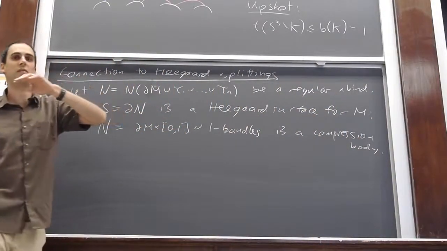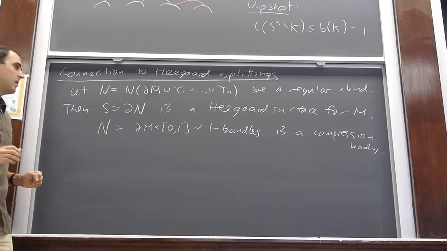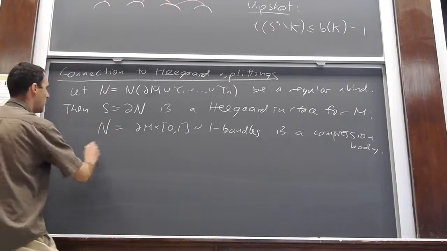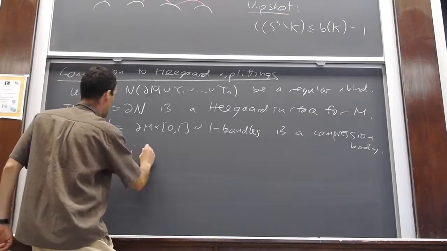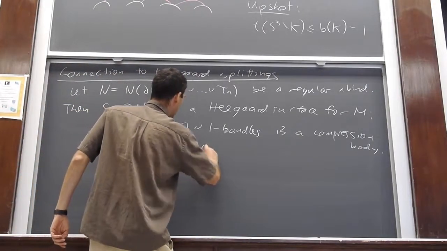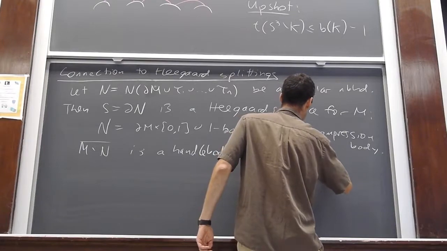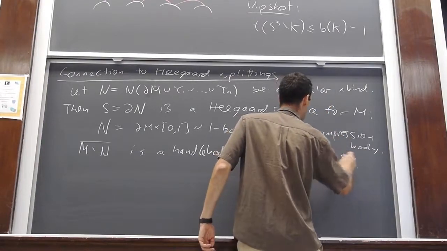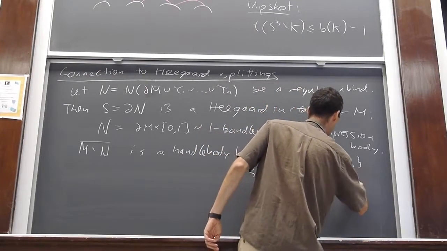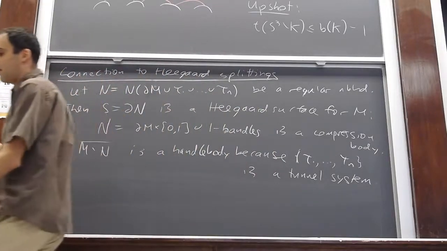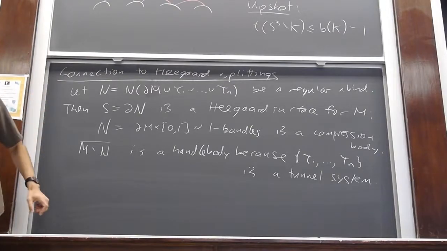If you have not seen the definition of a compression body, this is a definition. You take a surface, you thicken it, and you attach some 1-handles, possibly a disconnected surface. And the rest, which is M minus N, is a handlebody. So a tunnel system naturally defines a Heegaard surface, and you can generally go back.